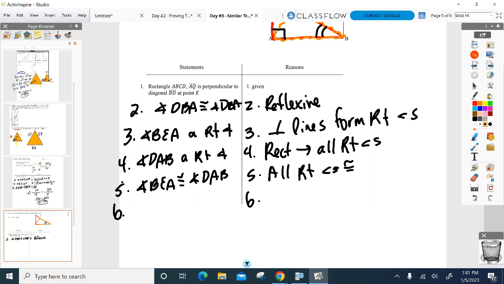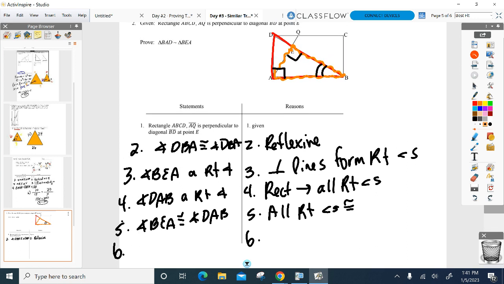Do I have angle? Yep. So now I have similar triangles. Triangle BAD similar to triangle BEA. Angle.